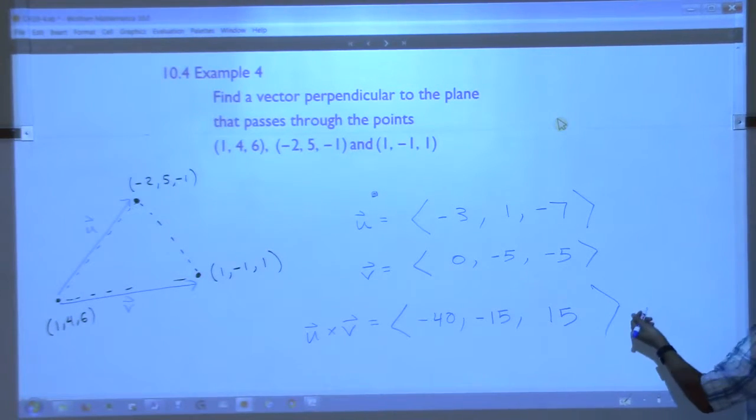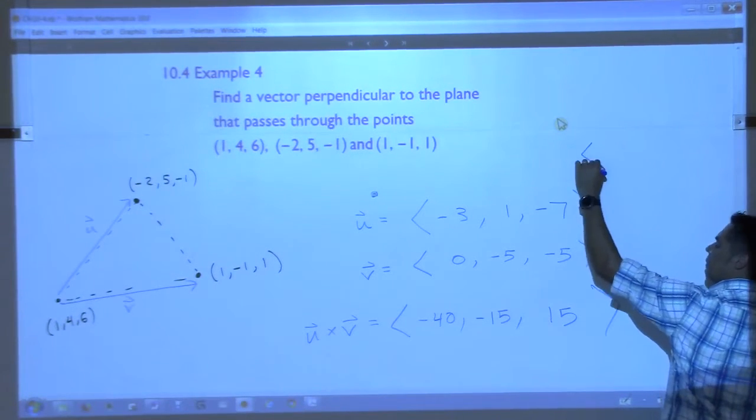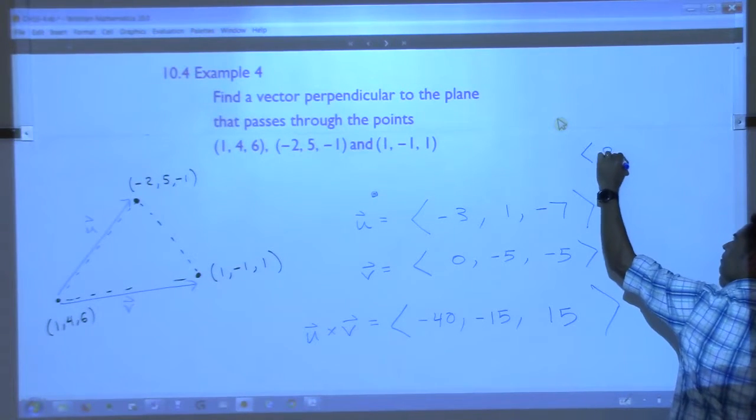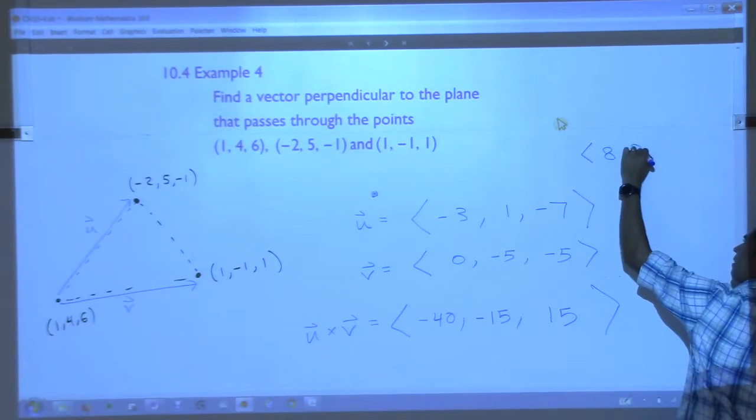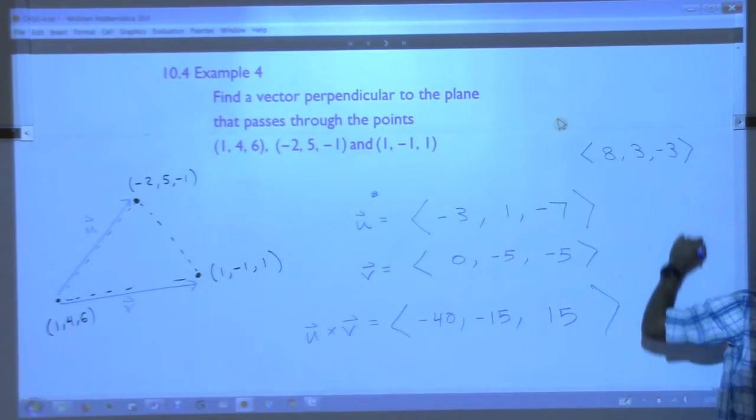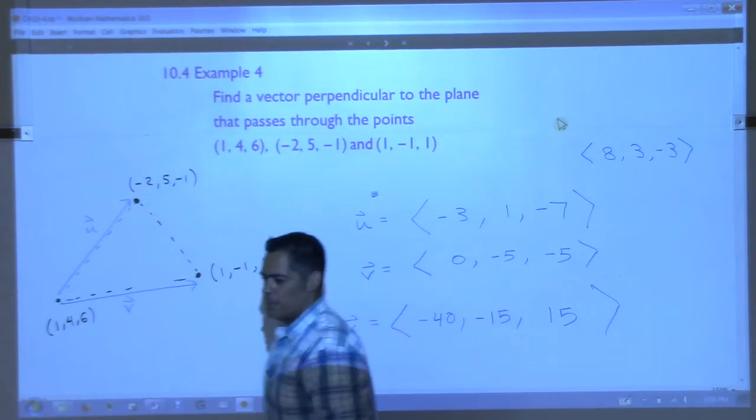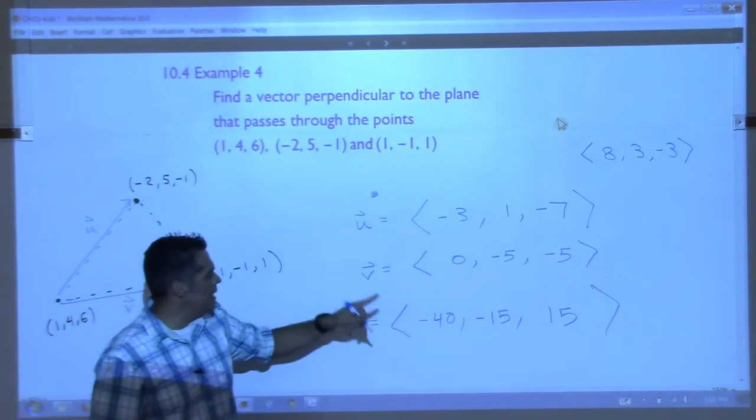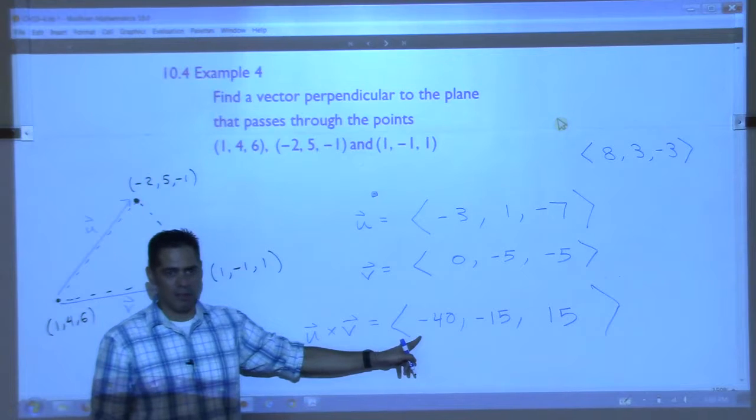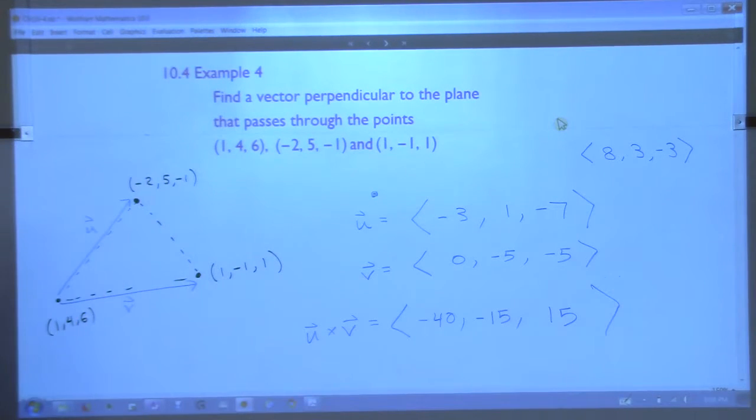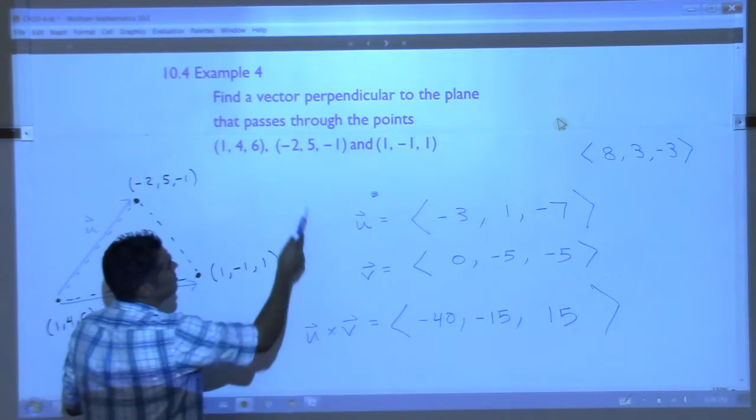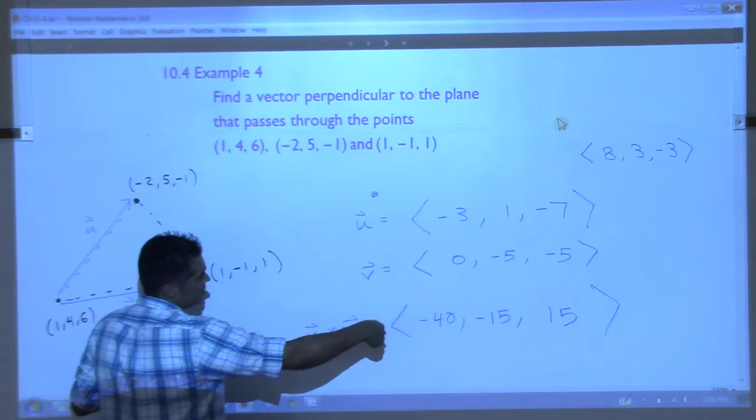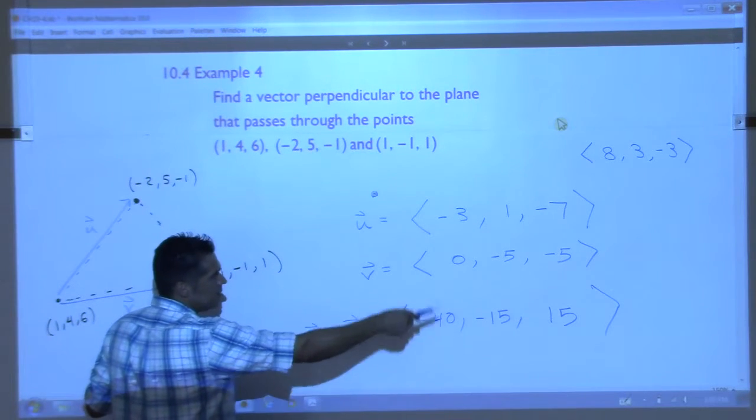So your answer here would be this. This answer is correct, and so is that one. Any multiple of this is correct because the vector just has to be perpendicular, right? So the direction is all that matters. In this case, I just divided everything by -5 to create that.